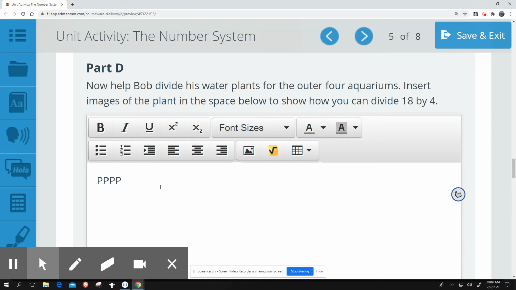So 1, 2, 3, 4. That's 4. 1, 2, 3, 4. That's 8. 1, 2, 3, 4. That's 12. 1, 2, 3, 4. That's 16. How many am I going to have left that won't fit into a group, Jordan? 2. All right, so my answer is going to be 4, remainder 2.